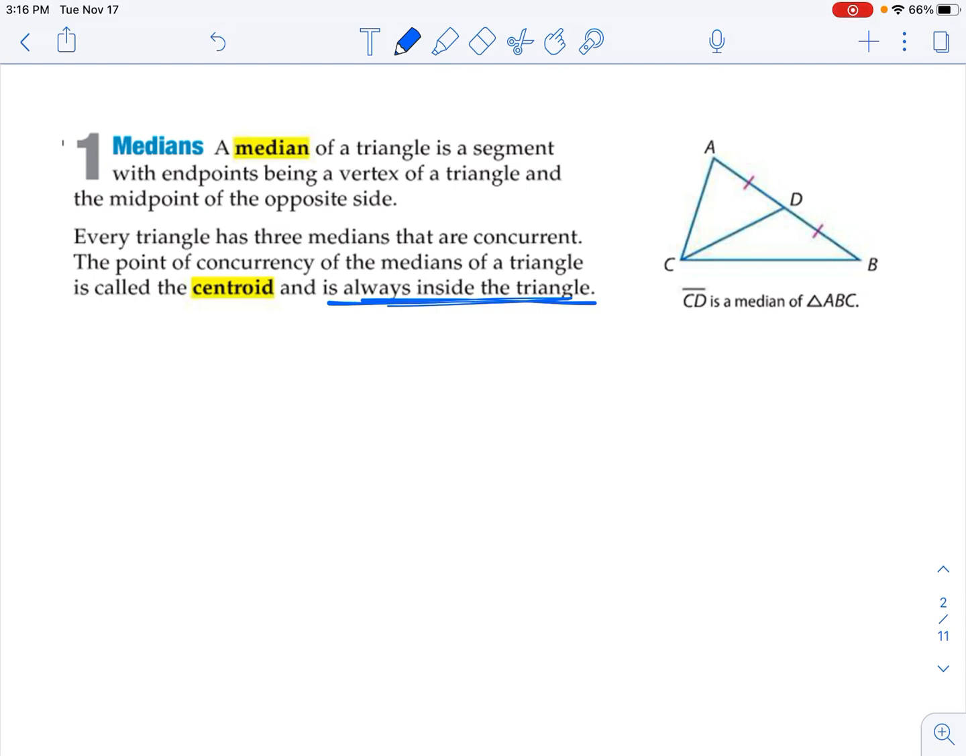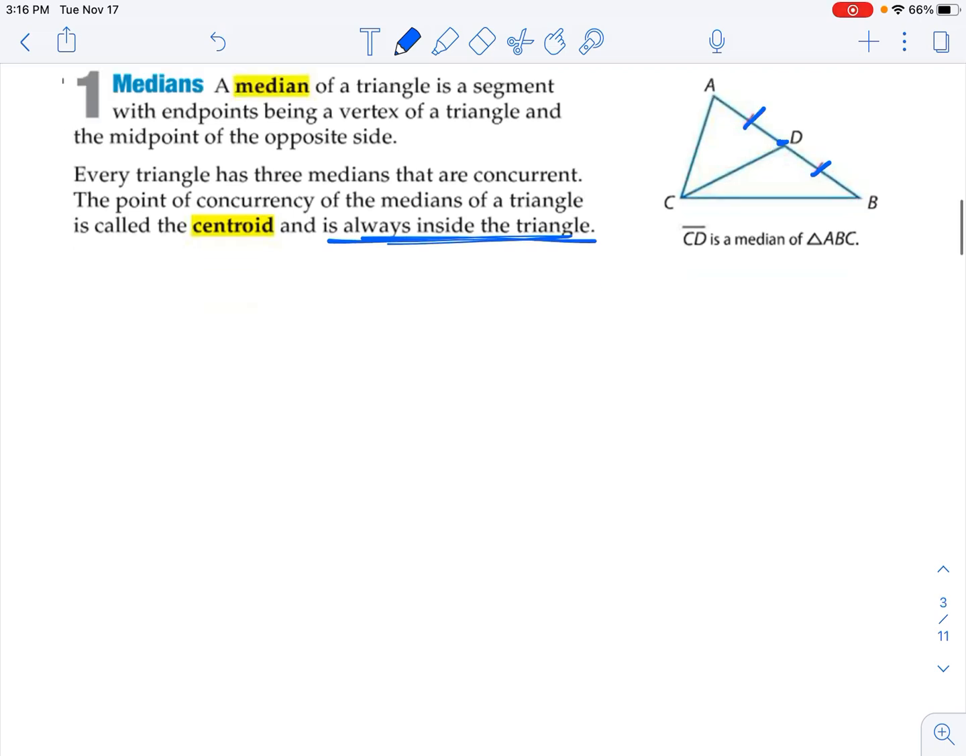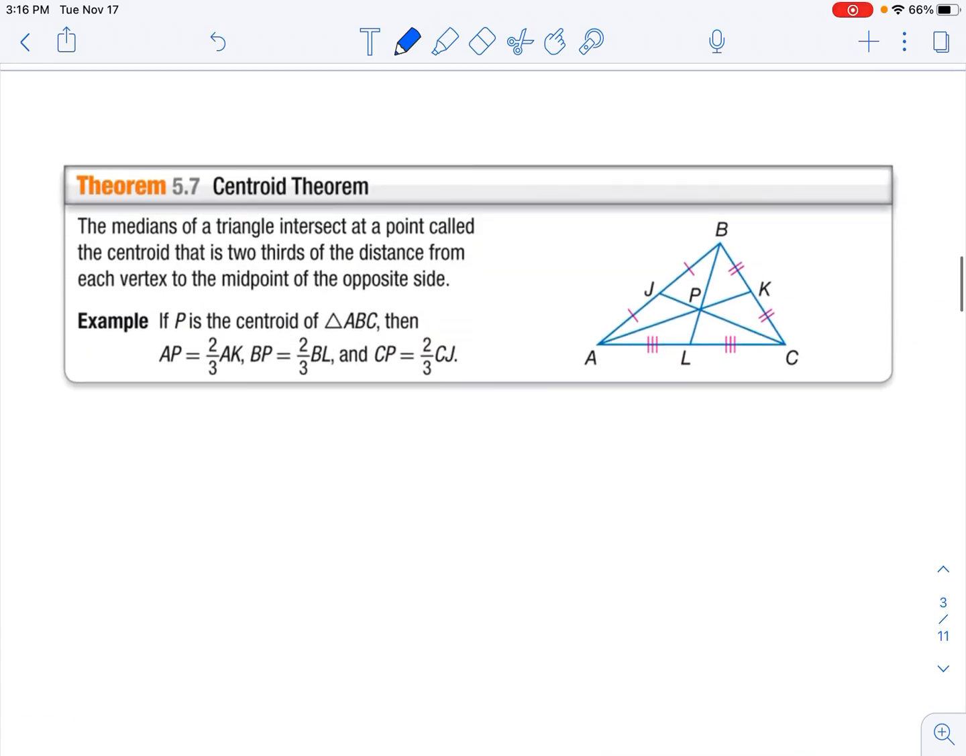So if you notice, the median creates congruent segments because D is the midpoint. So we have the centroid theorem. This states the medians of a triangle intersect at a point called the centroid that is 2/3 the distance from each vertex to the midpoint of the opposite side.